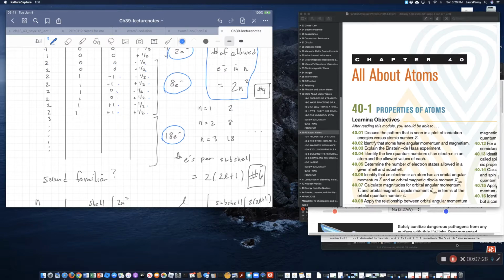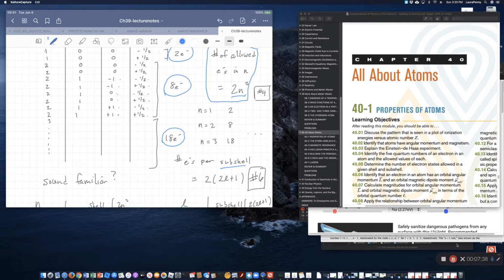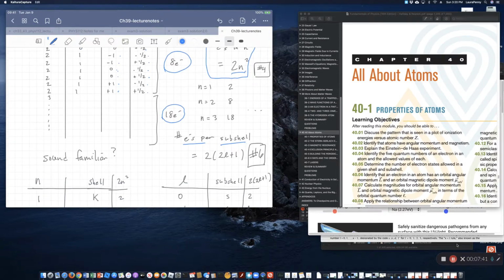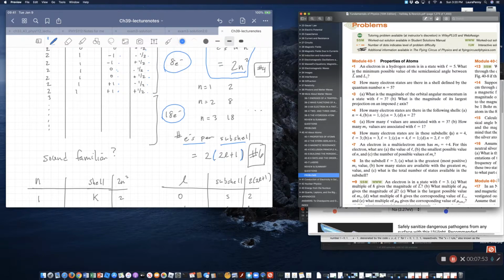Number 4 asks you to go through and figure out the number of allowed electrons in each shell. We call the little l the subshell. The number of electrons allowed in each subshell is 2 times the quantity 2l plus 1. And number 6 wants you to go through and look at that. These are questions from chapter 40. So how many electron states are there in these subshells: n equals 4, l equals 3, and n equals 3, l equals 2? The subshell is what determines how many can be in there.